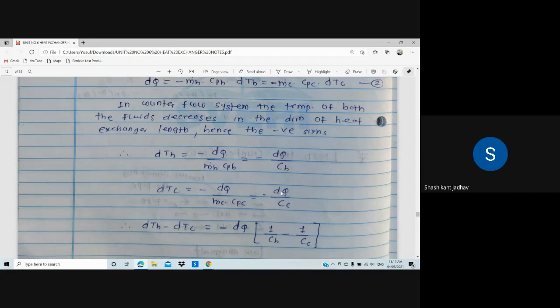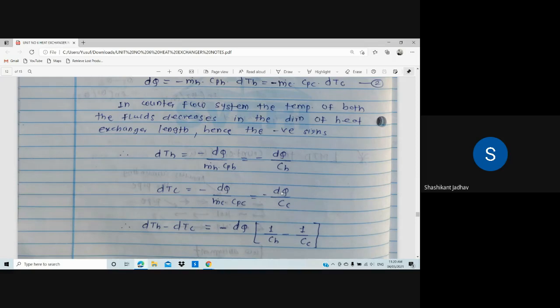Okay, so from equation number 2 we have to write down the equation for dTh and dTc. Therefore, from equation number 2, what is equation number 2? That is dQ is equal to minus m dot h into cph into dTh. So from that equation we write dTh is equal to minus dQ divided by m dot h into cph.